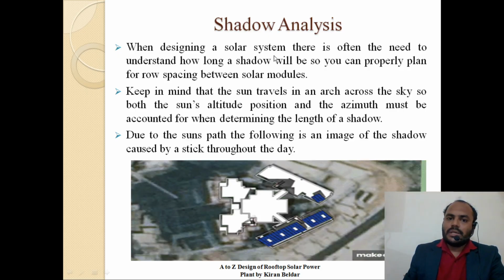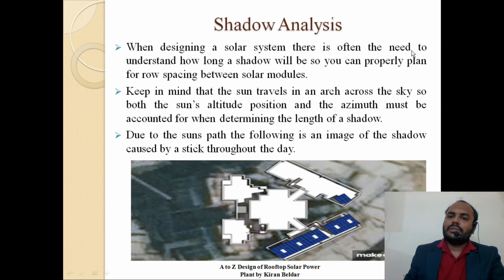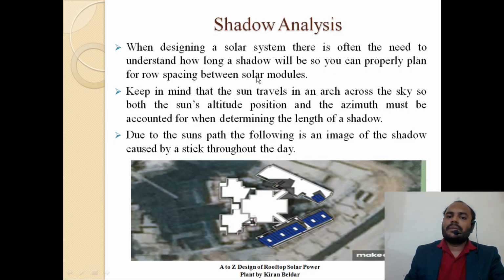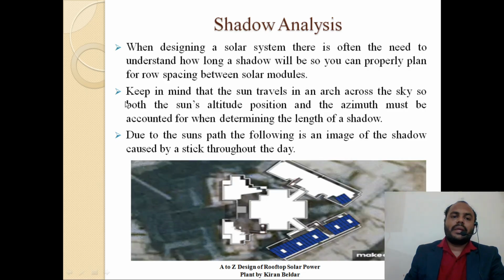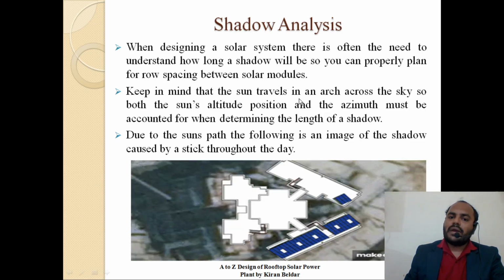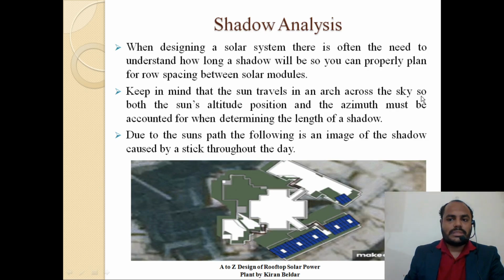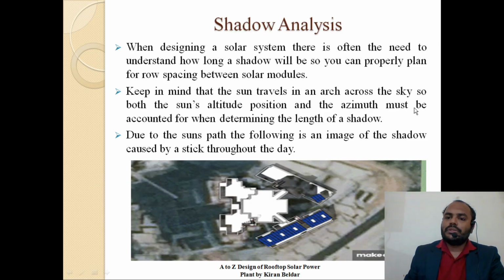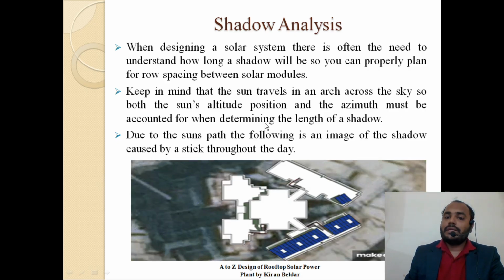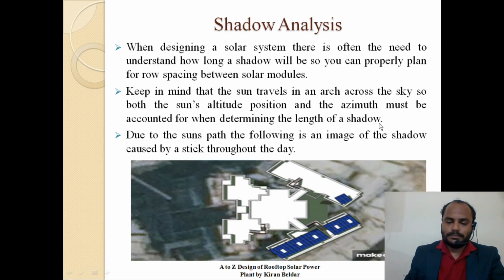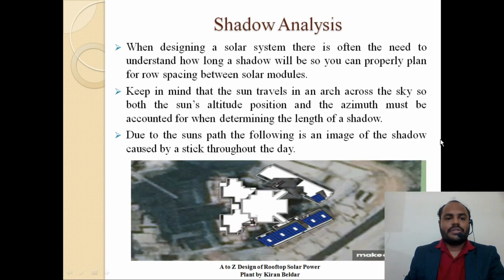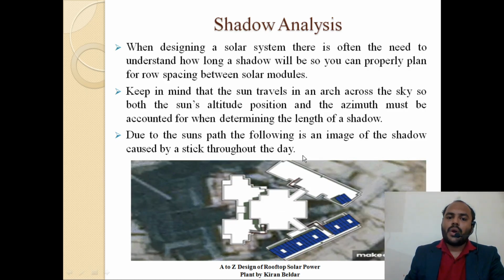When designing a solar system, there is often the need to understand how long a shadow will be, so you can properly plan the row spacing between solar modules. Keep in mind that the sun travels in an arc across the sky, so both the sun's altitude and azimuth must be accounted for when determining the length of a shadow. Due to the sun's path, the following is an image of a shadow caused by a stick throughout the day.